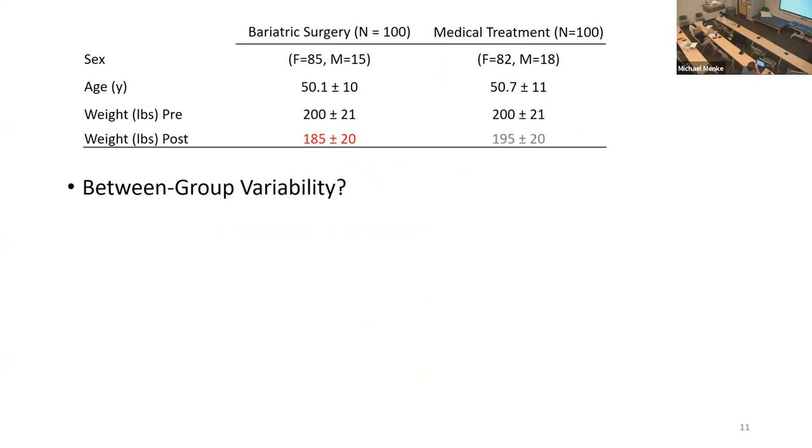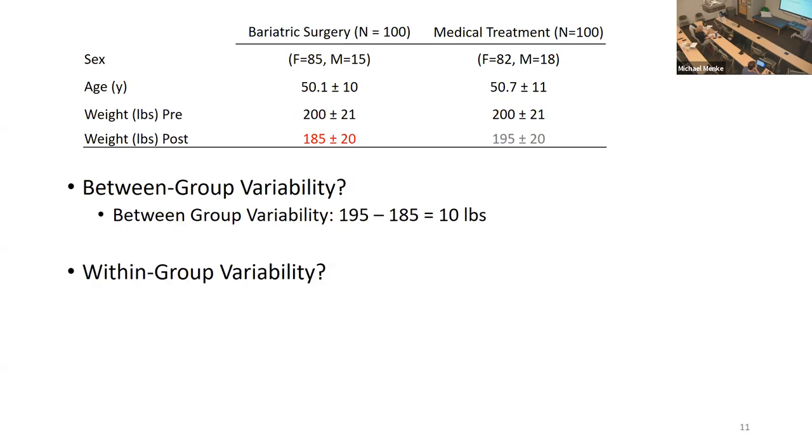This is our numerator for our test. What's our best estimate of between group variability? 10 pounds on average. So that's what enters the numerator. The denominator is a function of within group variability, the noise, signal to noise, the noise portion of it.